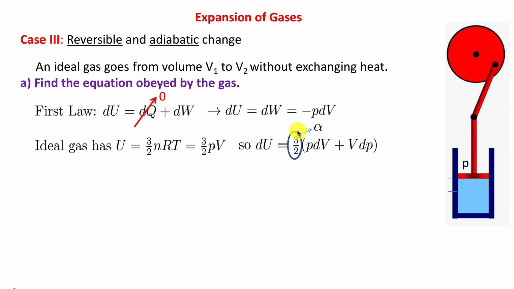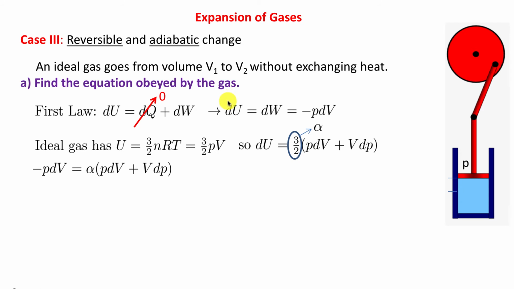This 3 over 2 is for a monatomic gas, one that cannot rotate, and we could be more general and call this alpha. If the gas molecules can rotate, this will be not 3 over 2, but 5 over 2 for a diatomic molecule. It'll be different for more complicated molecules. Let's just call this alpha. So then, let's look at this equation.